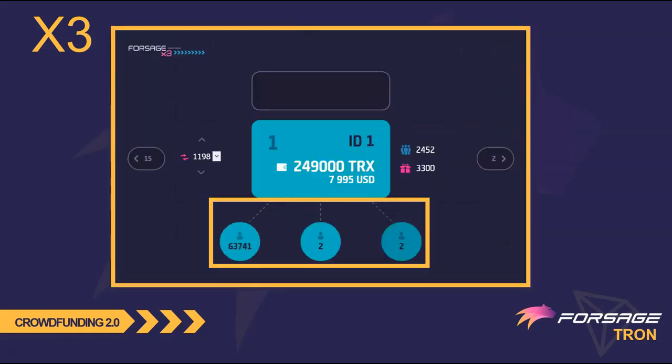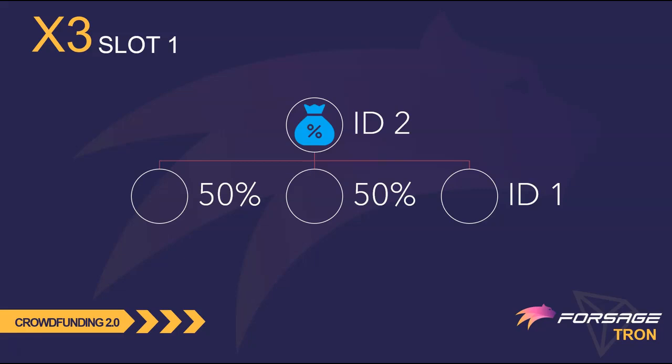Let's take another look at this structure, but this time from a different perspective. Imagine you are ID number 2 and launched a campaign on Forsage. Awesome, you just received your first contribution. That Tron contribution will equate to unlocking 50% of your next highest slot, as previously discussed. The next contribution your campaign received will equate to the other 50%.